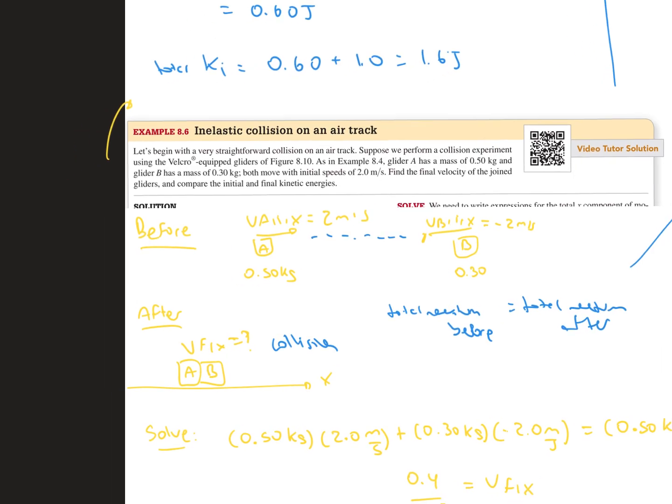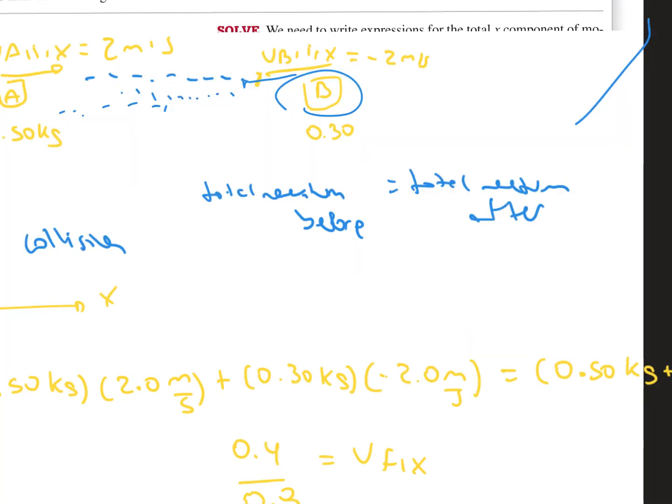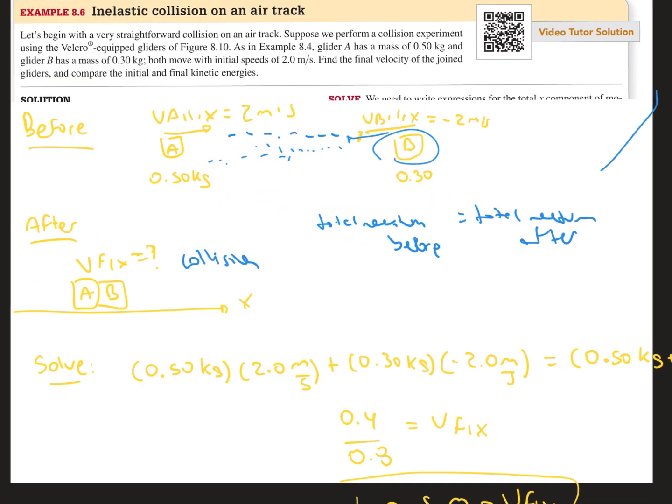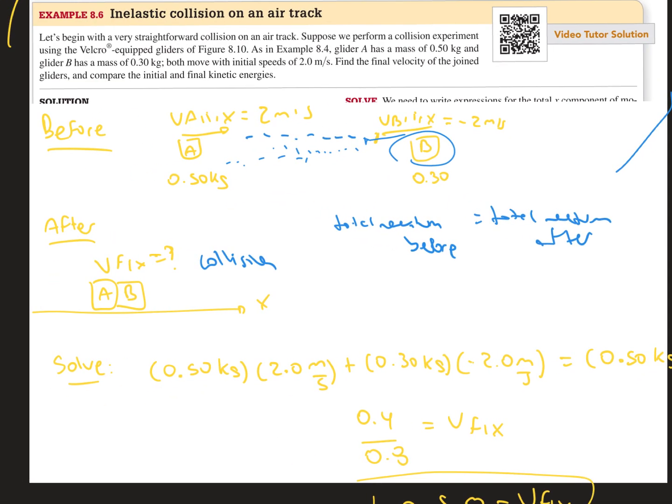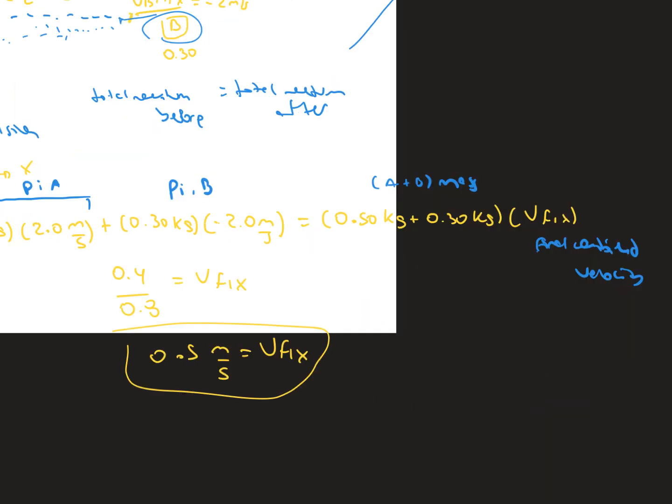energies. So before, we have object A moving to the right with a velocity of 2 meters per second, and object B is moving to the left, approaching object A, with a negative 2 meters per second because it's going in the left direction. Same as we saw in the last problem, the total momentum before the collision is equal to the total momentum after the collision. So now we can solve the problem.